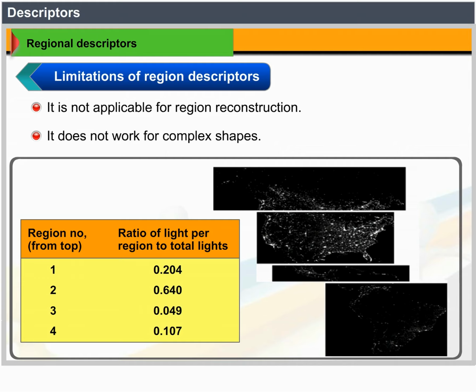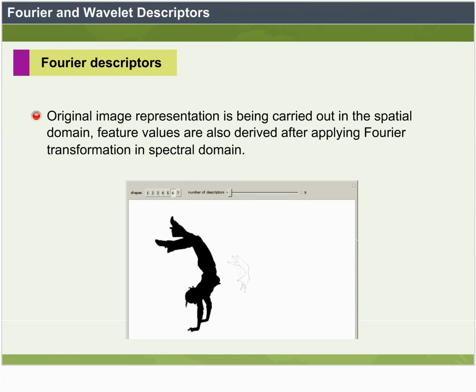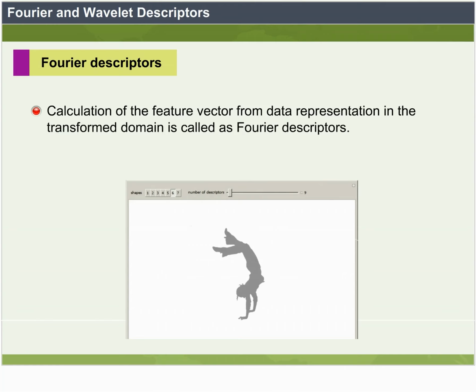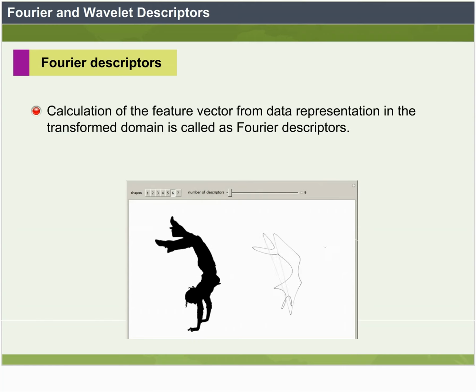Fourier and Wavelet descriptors. Fourier descriptors. Original image representation in the spatial domain and feature values derived by applying Fourier transformation. The feature vector calculated from data representation in the transformed domain is called Fourier descriptors.